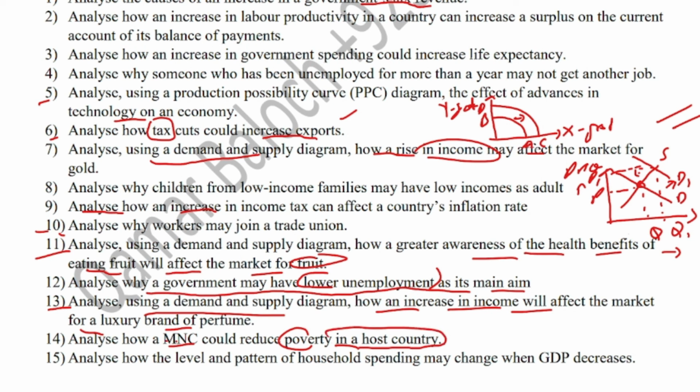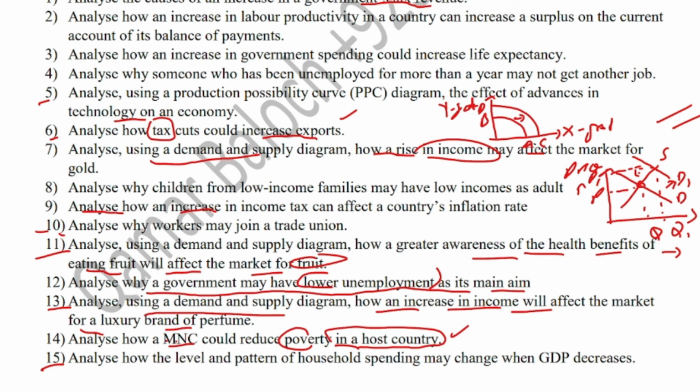So multinational companies will reduce poverty in a host country. For example, if a multinational company comes to Pakistan, then Pakistan will be a host country. So how Pakistan will benefit from that multinational company? So more jobs are created, people will get jobs, and when they get jobs they are better paid and their standard of living and quality of life may improve. And secondly, these multinational companies also pay taxes to the government, so government tax revenue may also increase.